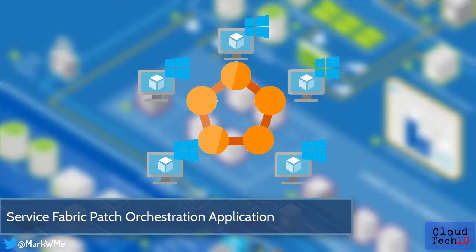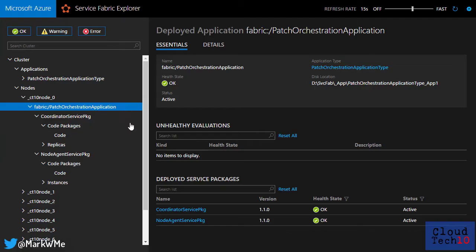You can now manage the patching of Windows servers in Service Fabric clusters using the Patch Orchestration application. This is an Azure Service Fabric application that downloads operating system patches and orchestrates their deployment to nodes in the cluster without downtime, whilst monitoring cluster health throughout the process.